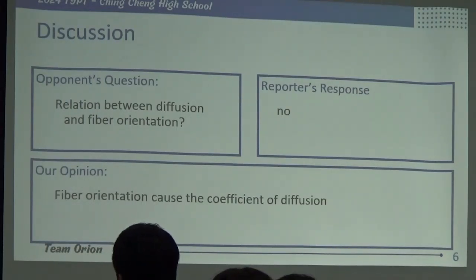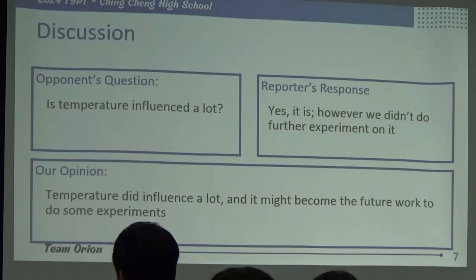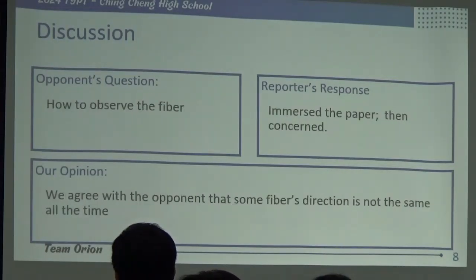For the discussion part, the opponent asks the reporter about the relation between the diffusion and the fiber orientation. And the reporter responds no. In our opinion, it seems that the fiber orientation will cause the expansion coefficient to be different. Then the next question is the temperature influence. The reporter responds yes, indeed. However, we didn't explore it experimentally. In our opinion, we think that temperature has a lot of influence, and it might become future work with some theory. And for the second question, how to observe the fiber?